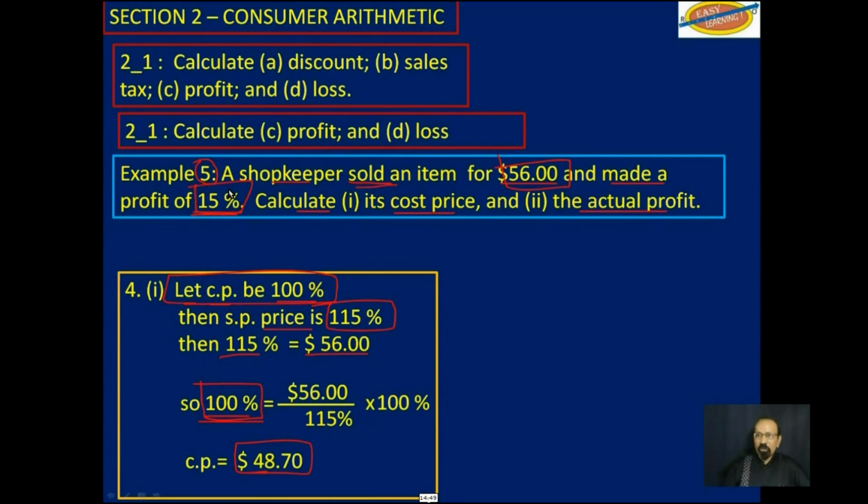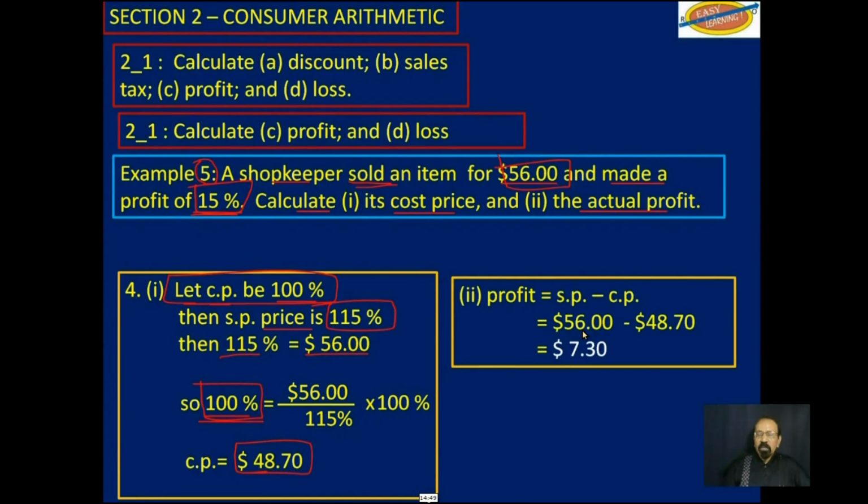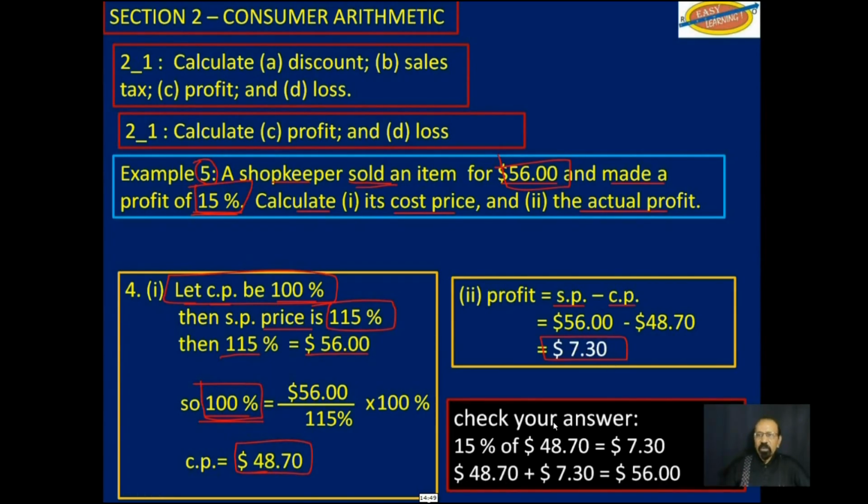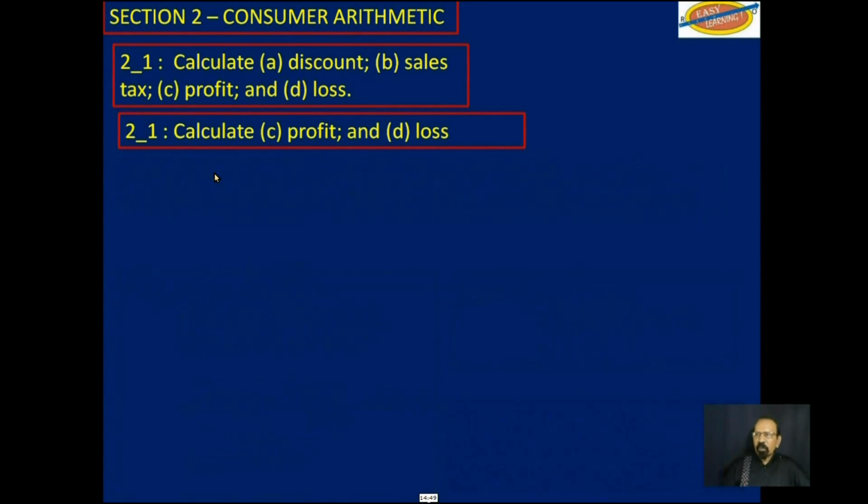So that was what the shopkeeper bought it for and sold it for $56 and made a profit of 15%. So what's the actual profit? It would be the selling price minus the cost price, which is $7.30. Check your answer. 15% of 48.70 is 7.30, and if you add 7.30 back to this cost price, you will get $56, which was the selling price. That was example 5.